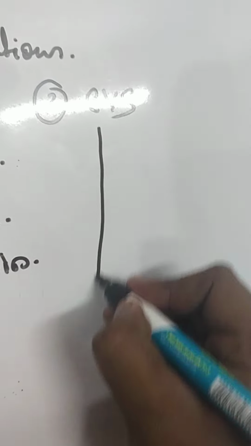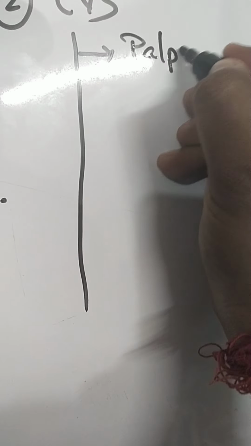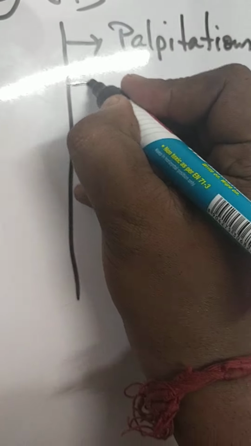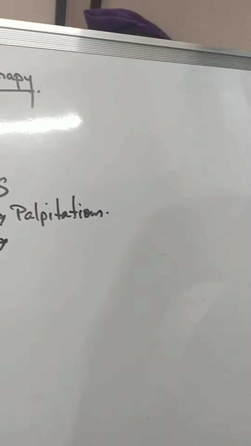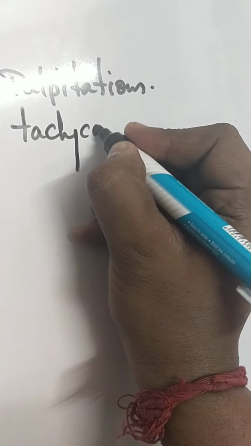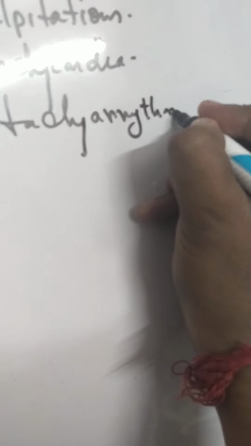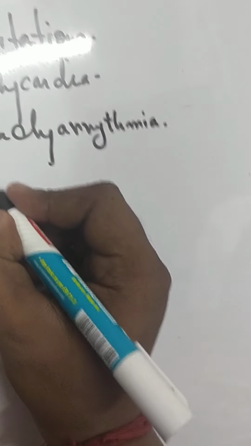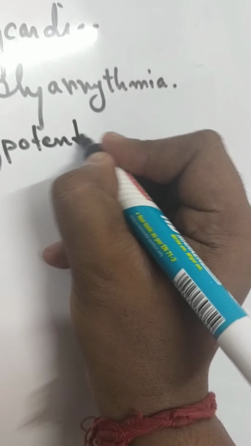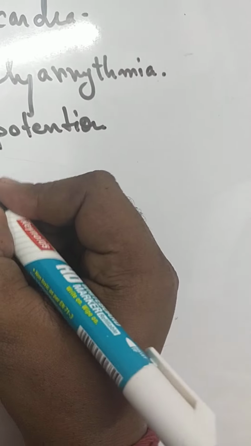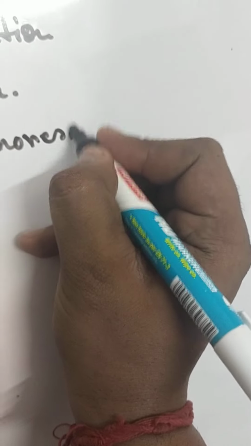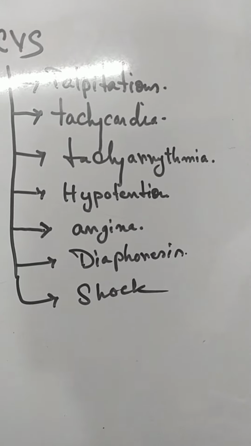In the CVS, cardiovascular system, you should look for palpitation, tachycardia, tachyarrhythmia, hypotension, angina, diaphoresis, and shock. These are the main clinical manifestations of CVS.